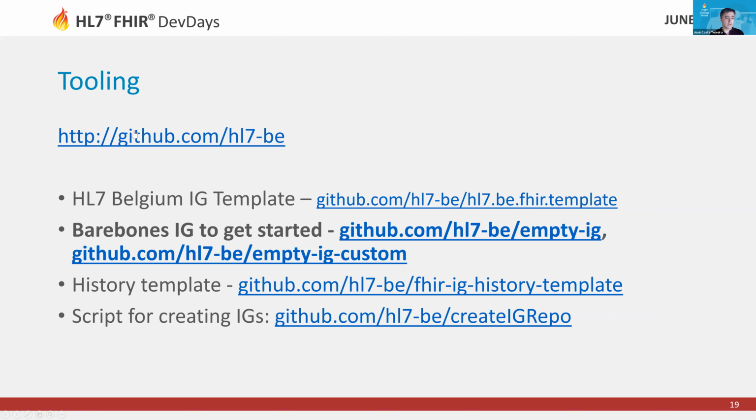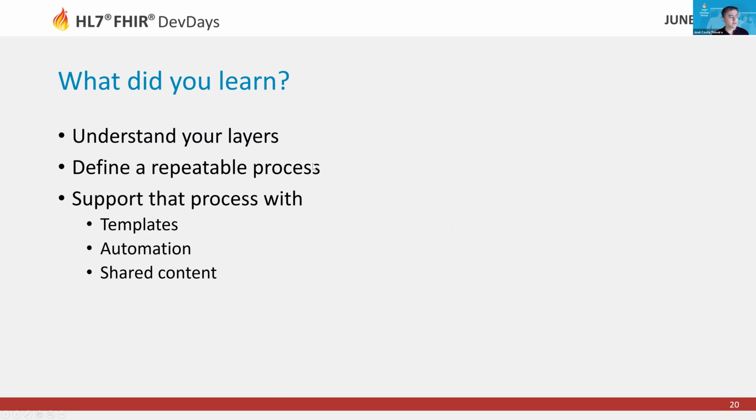Finally, the tooling. Everything is on our repository. We have the templates, those are the things that I mentioned. We have the Belgium IG template. We have the bare bones IGs as GitHub templates. We have something that's history templates, not for today. And we have a script. I will share this with you. Basically, the work that you would do in an hour, or half an hour, you just do in a few seconds. Those are the goodies that we do later.